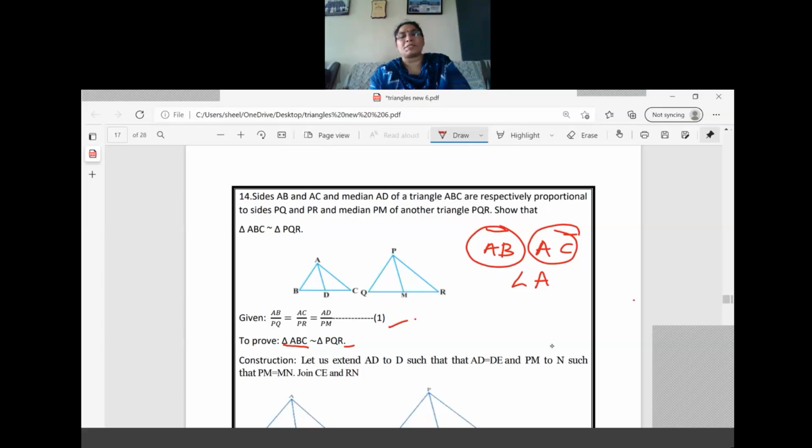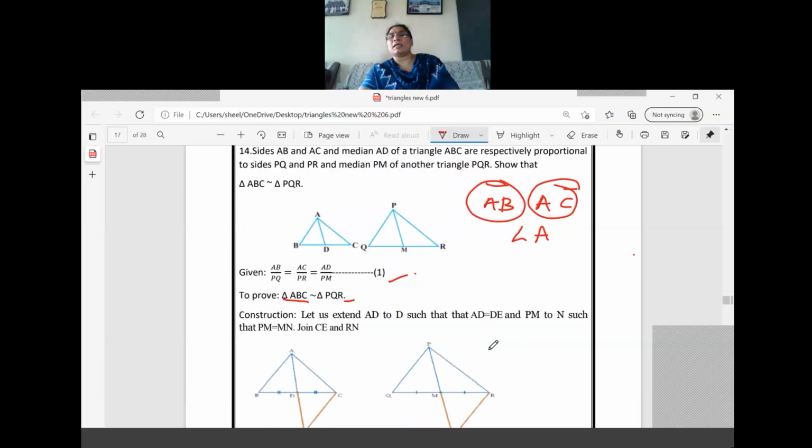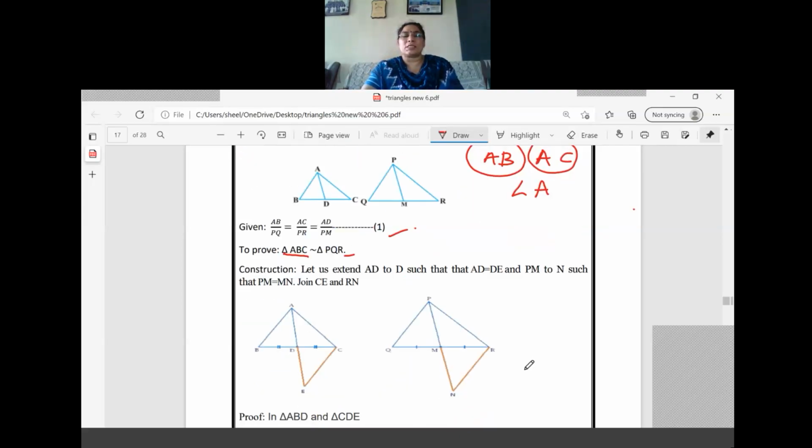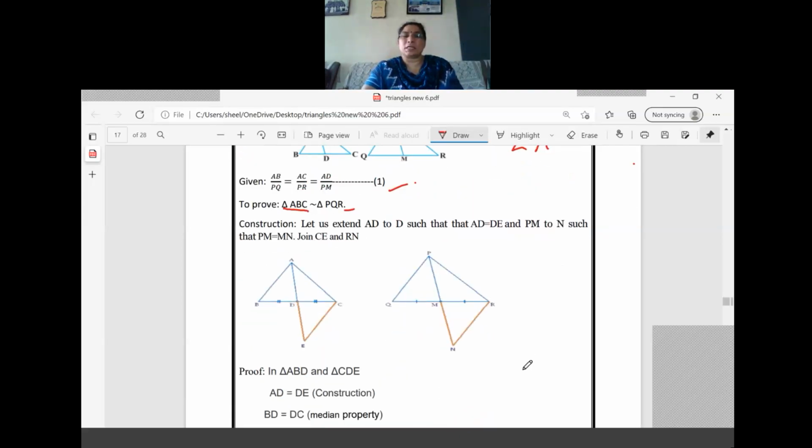But at the same time, what is given is that AD and PM are medians only. So as we know, D and M are the midpoints of the respective sides BC as well as QR. So you understood now. We have only two sides in proportion for taking triangle ABC similar to triangle PQR. So we need one more included angle or otherwise one more side. Side is not possible here, so we need the included angle. So here construction is required. So what is the construction?